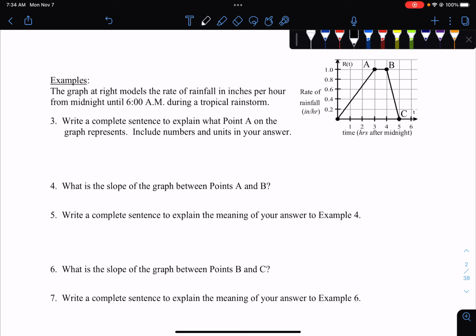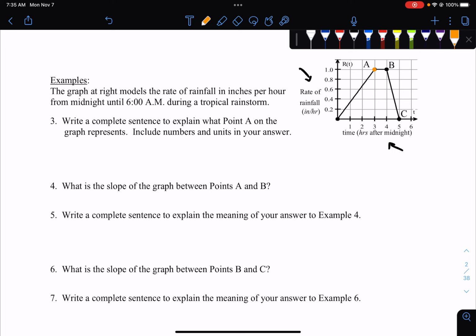So the graph at the right models the rate of rainfall in inches per hour from midnight until 6 a.m. If you notice going up the side here, this is the rate that rain is falling, and across the bottom is the time in hours after midnight. So it wants me to write a complete sentence to explain what point A on the graph represents. So what does this point right here represent?